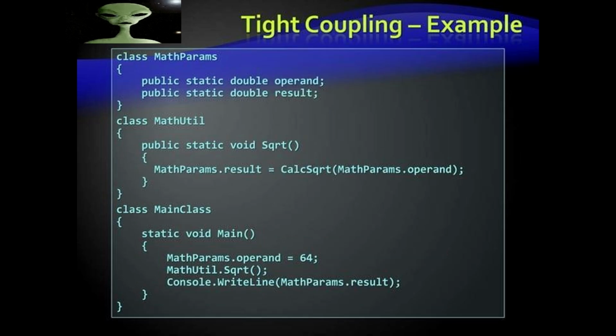This is an example of tight coupling. MathParams has static fields, operand and result. MathUtil has a static method square root, which calculates the square root and then sets the MathParams result to the square root of the MathParams operand. The main class sets the operand to a number, 64, and then calls the square root function and prints the result. It is wildly unnecessary to rely on many statics and will make expanding harder.